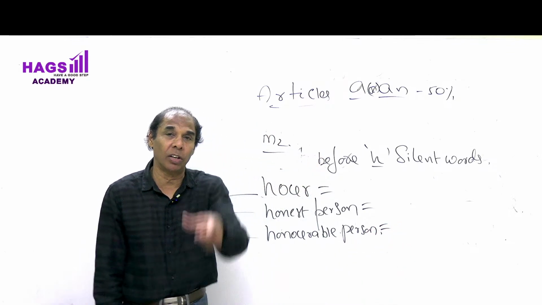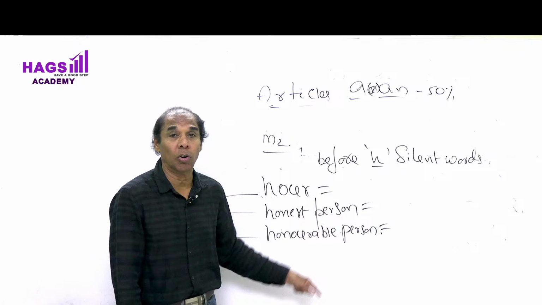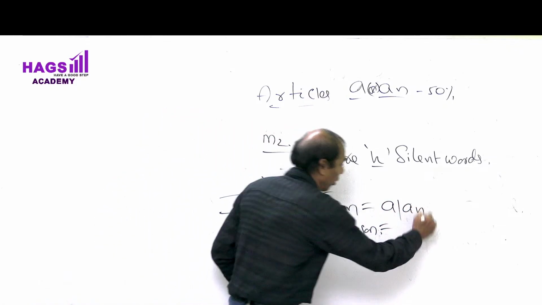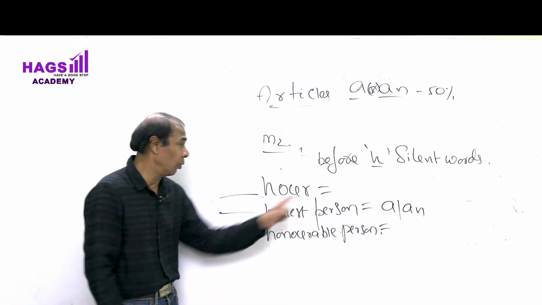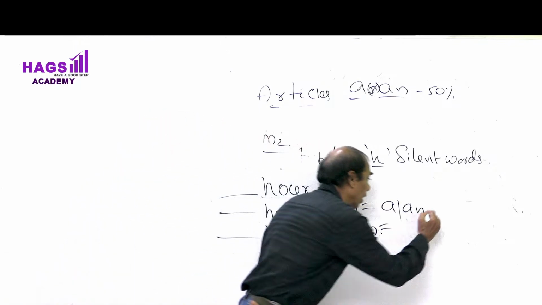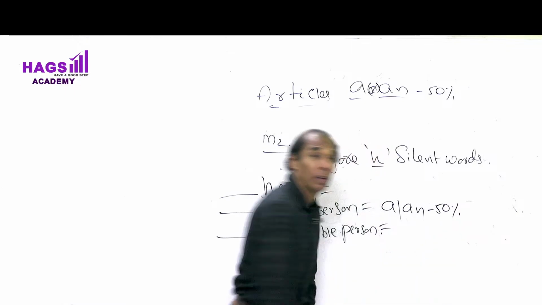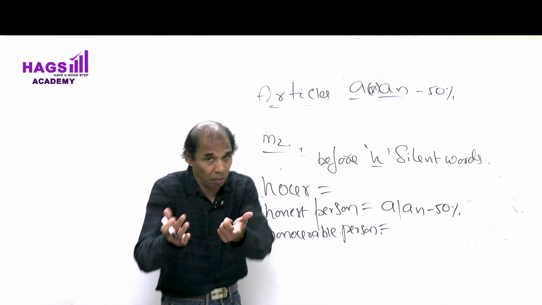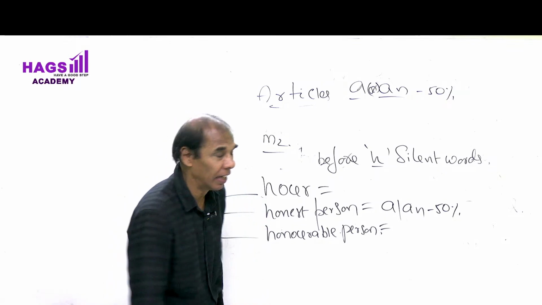What is our basic rule? If a word is singular and countable, we have to use a or an. So before all these three words, we have to use a or an. 50% answer we have got. Still, 50% confusion is there. Sir, a or an, what I have to use? This is another doubt, right?